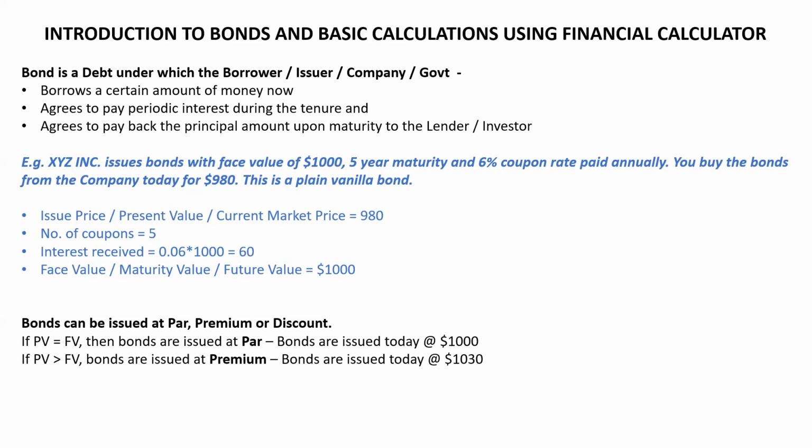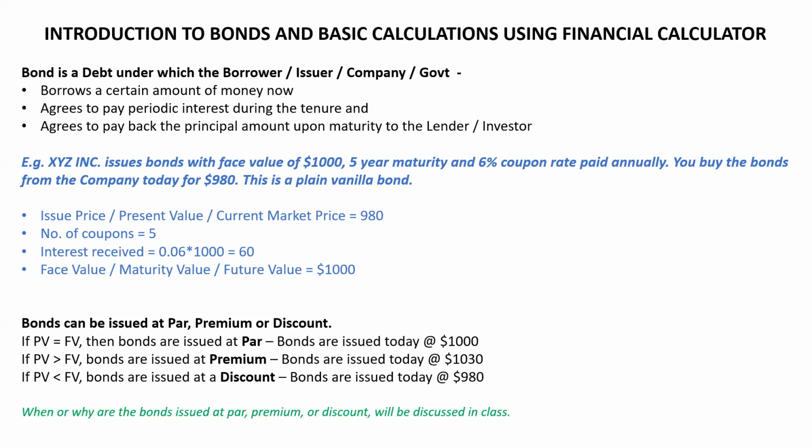If the present value is greater than the future value, then we say that bonds are issued at a premium. So for a $1,000 face value bond, if it is issued today for more than 1000, let us say 1030, then we say that the bonds are issued at a premium. In our example, the present value 980 is less than the face value 1000, so our bond is issued at a discount. Now, when or why are the bonds issued at par, premium, or discount? That we'll discuss later in the class.